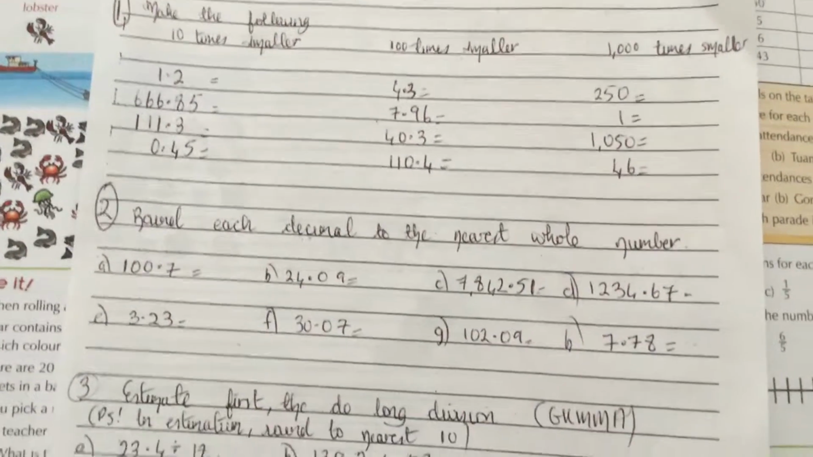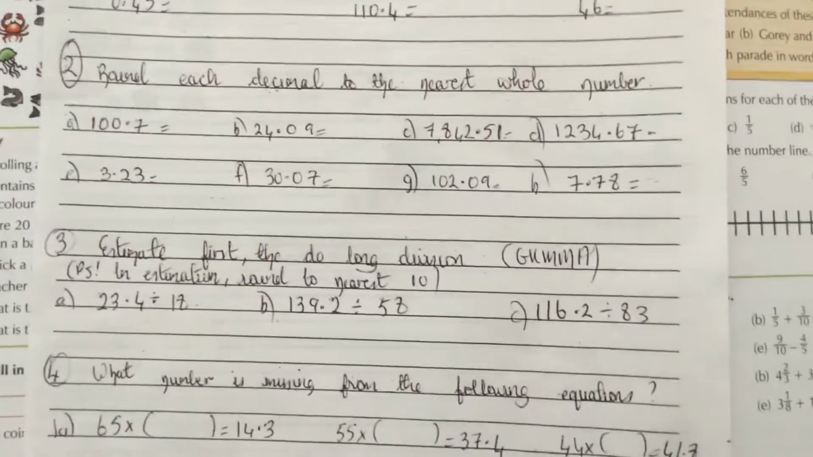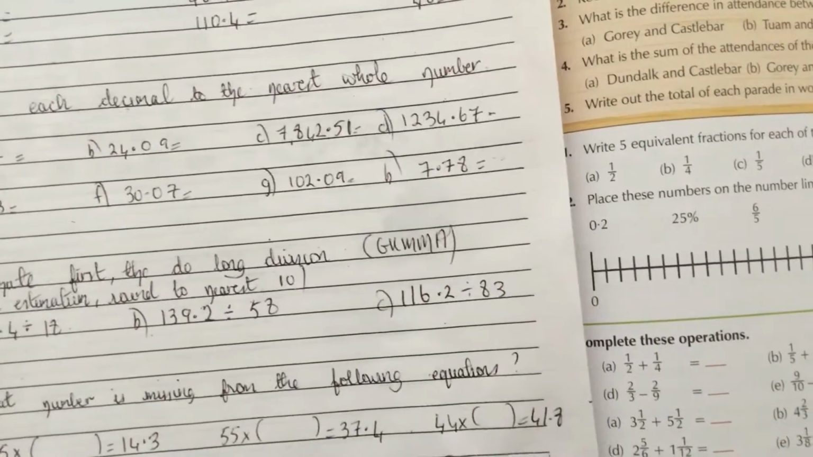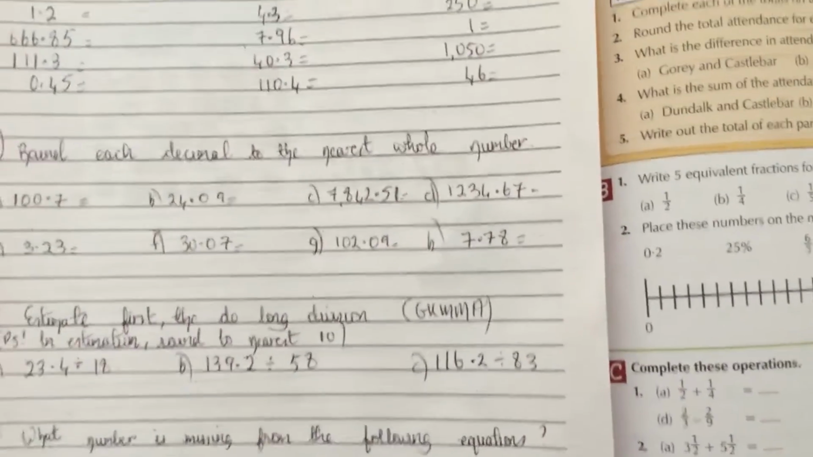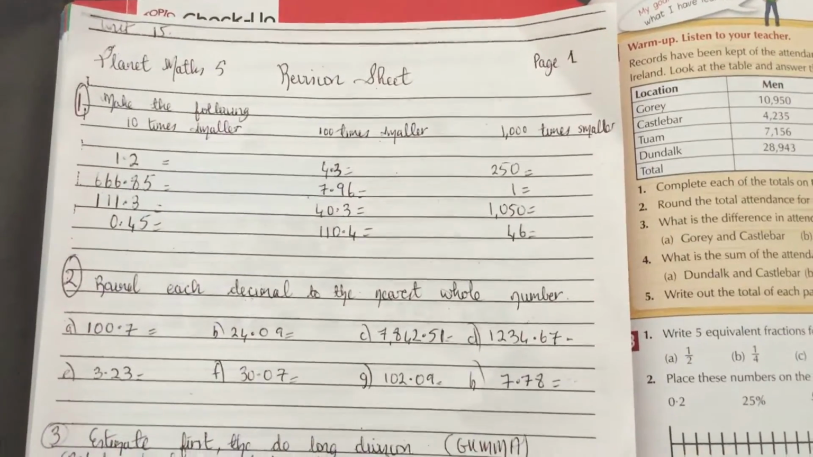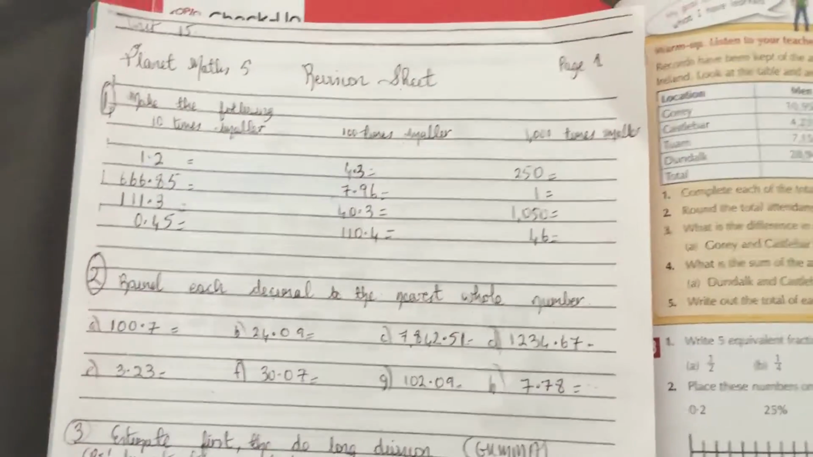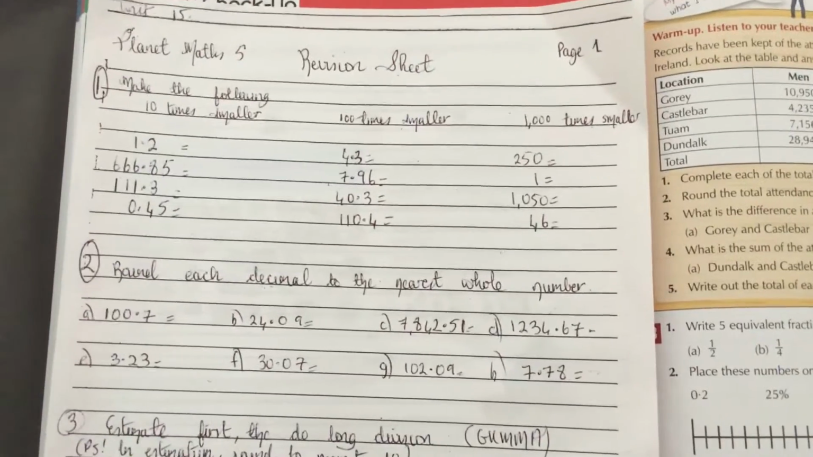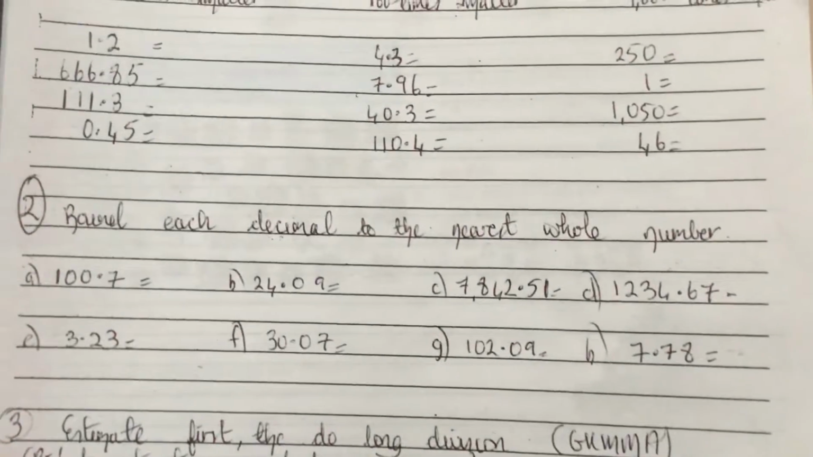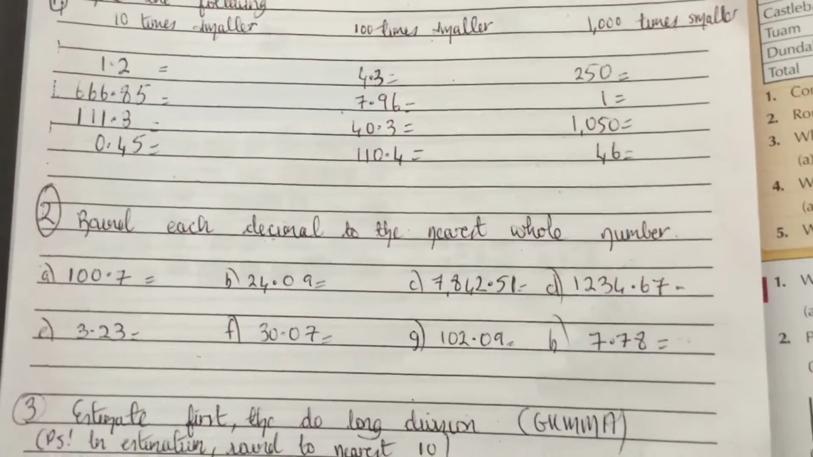So that's basically all I have to do today, guys, and we'll talk to you on Monday. I think that's all we're doing. I'll talk to you on Monday, please God, and we'll have that uploaded, and we'll be going on to number 2, rounding each decimal to the nearest whole number.